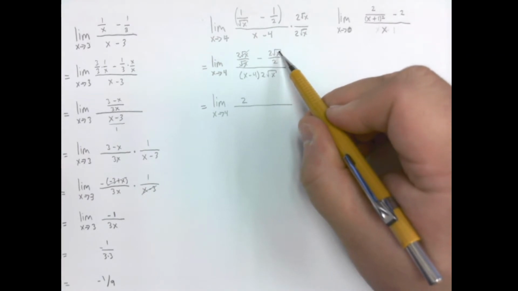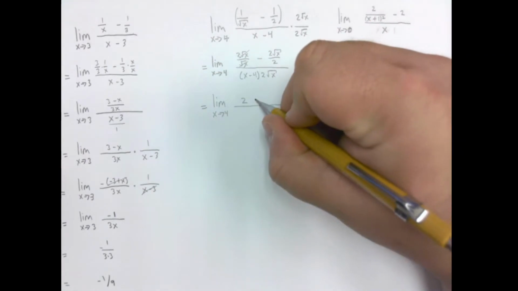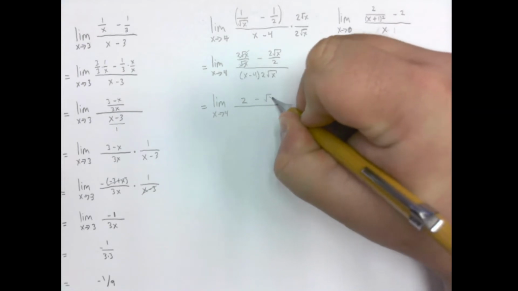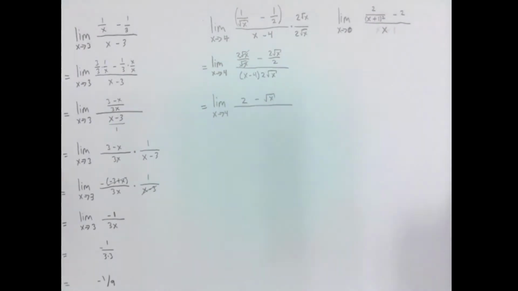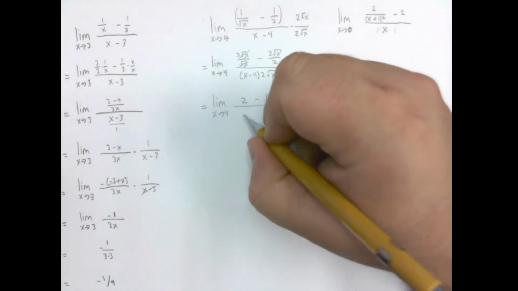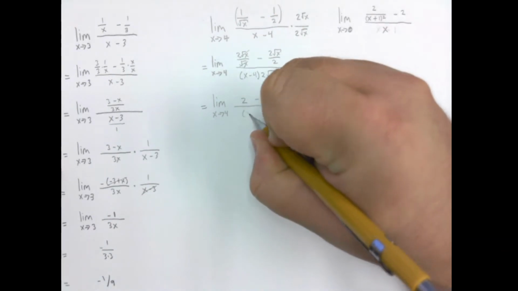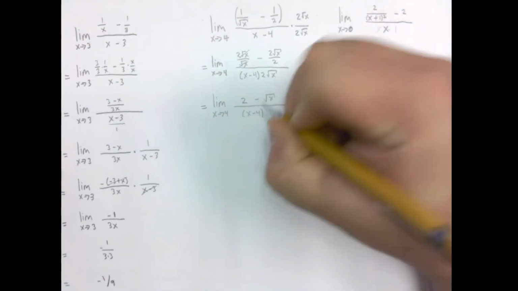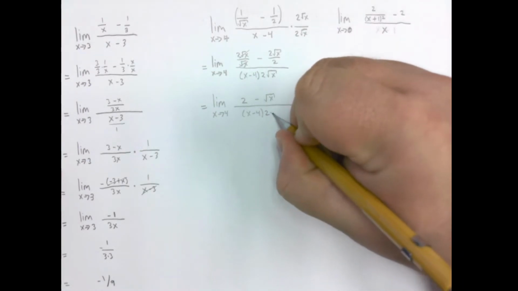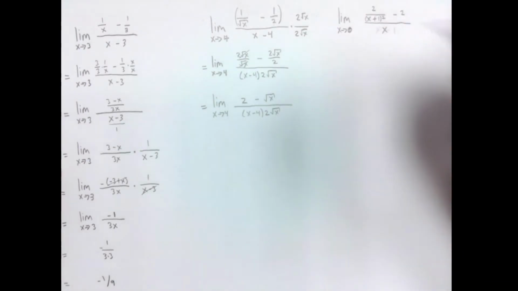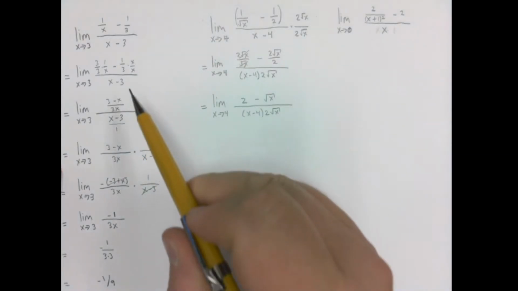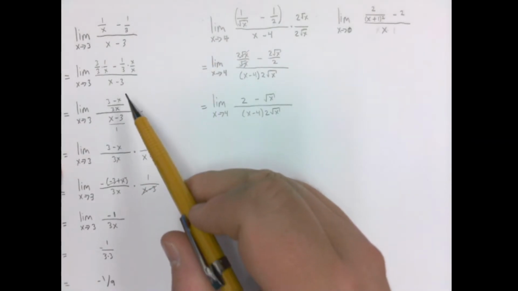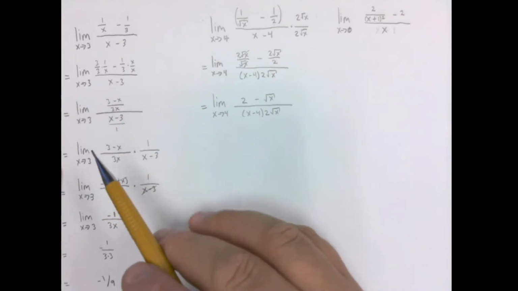2 square roots of x over 2 is just equal to 2 minus the square root of x. And of course we have our denominator as well, x minus 4 over 2 square roots of x. Now, on the last problem, when we basically got to this step, I took a longer route because getting a common denominator and such just takes a few more steps.